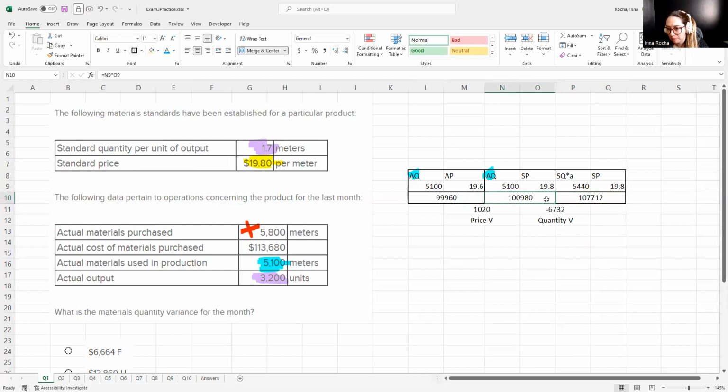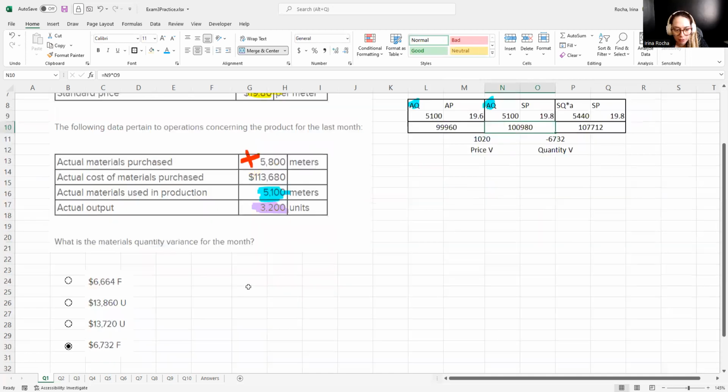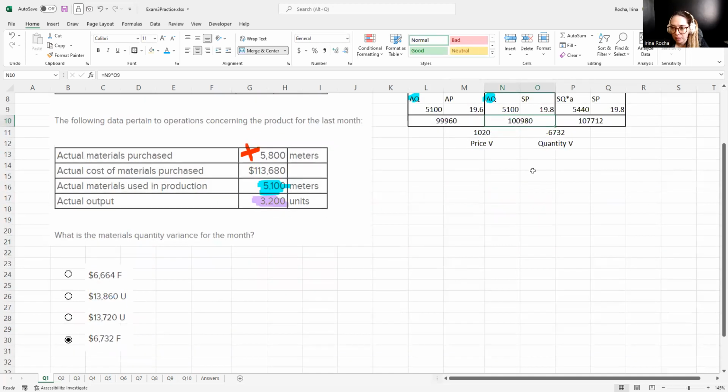It means that we used less quantity. If you actually see, we have the standard price here and the standard price here. So to produce these amount of units, this output, I planned to use this amount of product, but I ended up using less. So it's favorable. So the answer for this question is 6,732, and it's favorable. And there we go. That's the answer for this one.